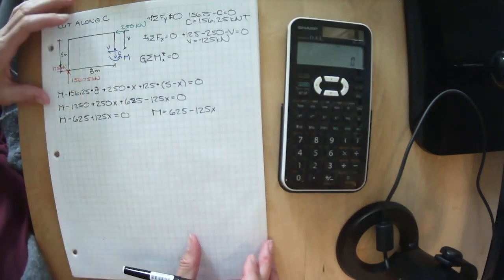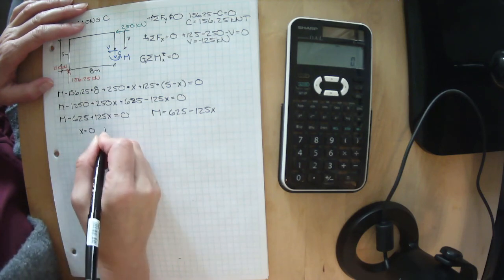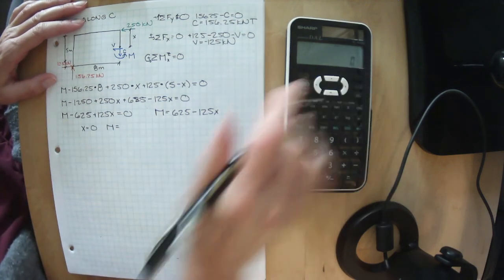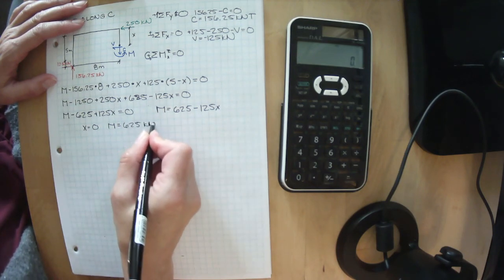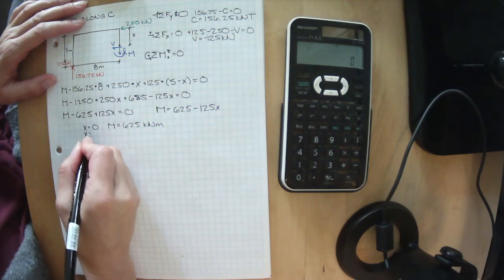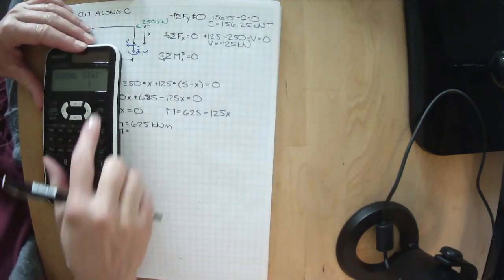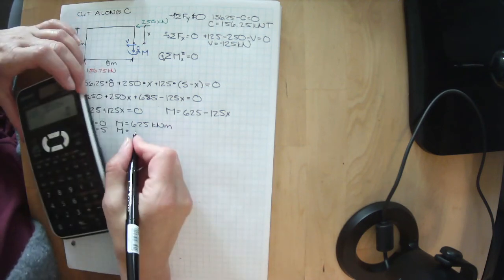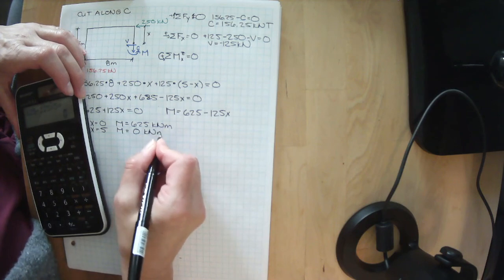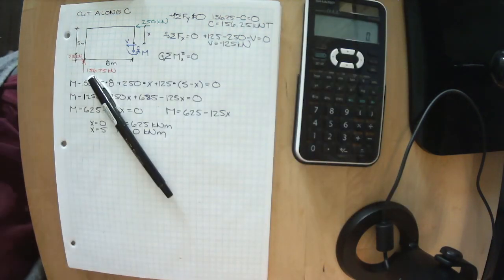Let's fill that in at some points along the length of x. So at x equals 0, M equals 625 kilonewton meters. At x equals 5 meters, M equals 625 minus 125 times 5, 0 kilonewton meters. So let's take a look at what those diagrams look like.